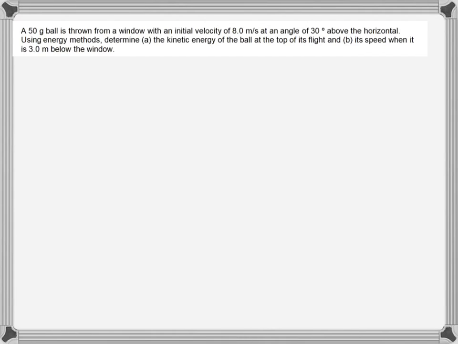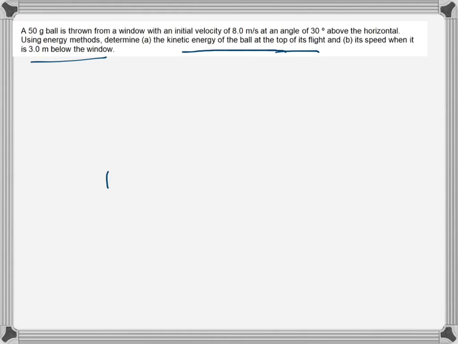A 50-gram ball is thrown from a window with an initial velocity of 8 meters per second at an angle of 30 degrees above the horizontal. Using energy methods, we have to determine the kinetic energy of the ball at the top of its flight and its speed when it is 3 meters below the window.